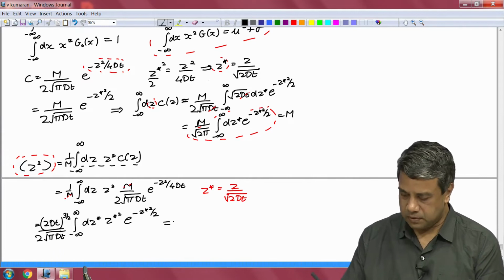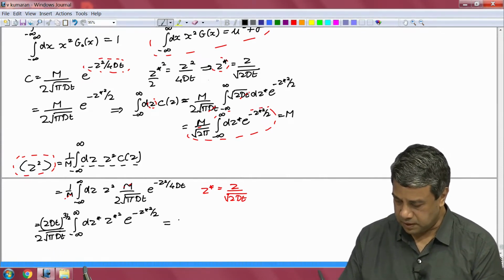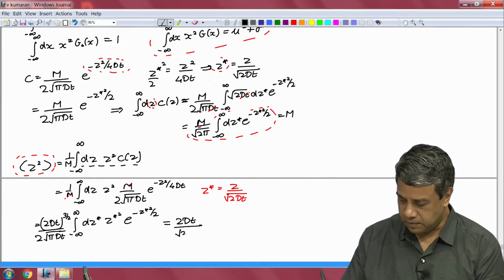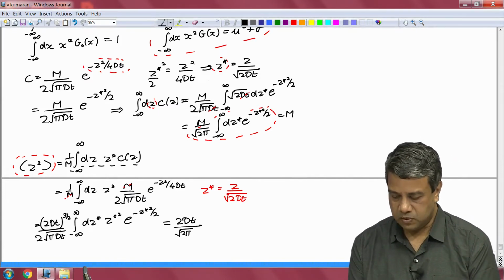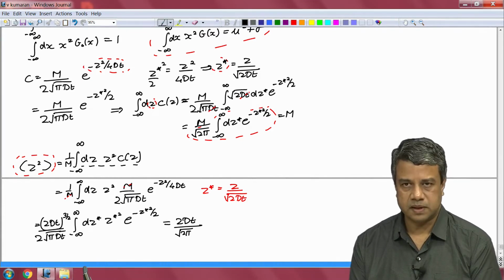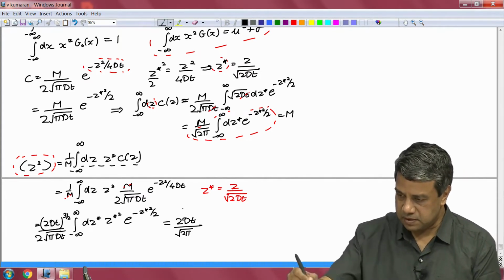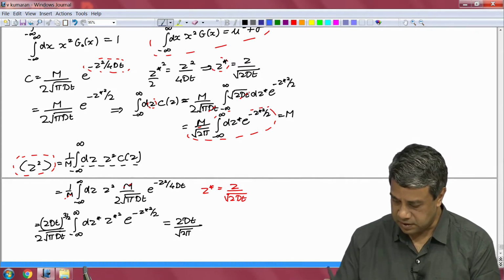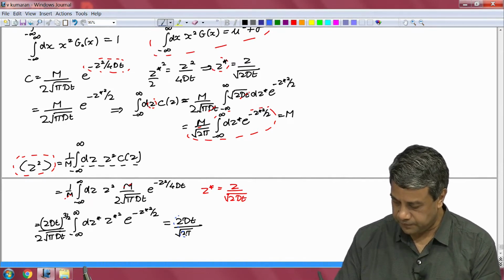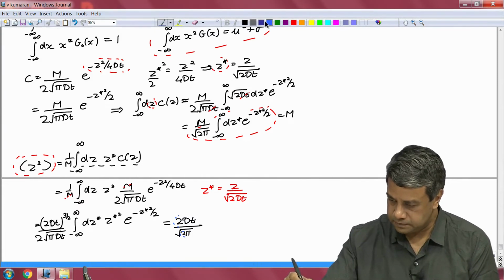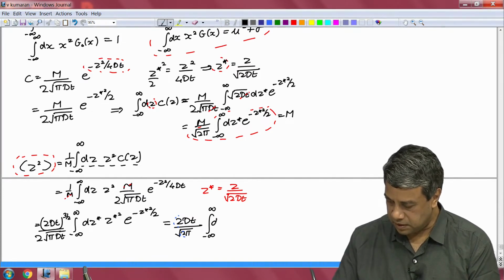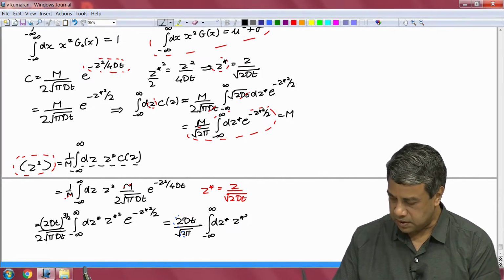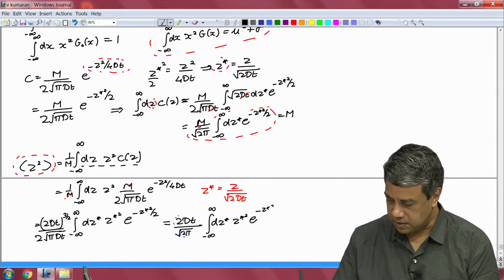And this will be equal to, you can verify that you get a 2 dt divided by root of 2 pi. You have 2 power 3 halves in the numerator and 2 in the denominator, this 2 power half. I have written this as 2 divided by square root of 2, times the integral from minus infinity to infinity dz z star square e power minus z star square by 2.